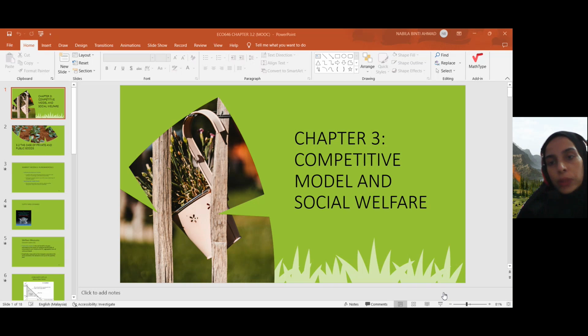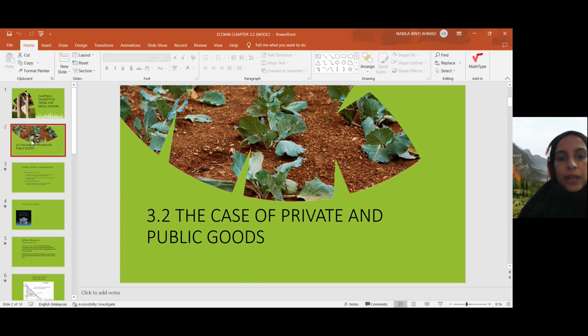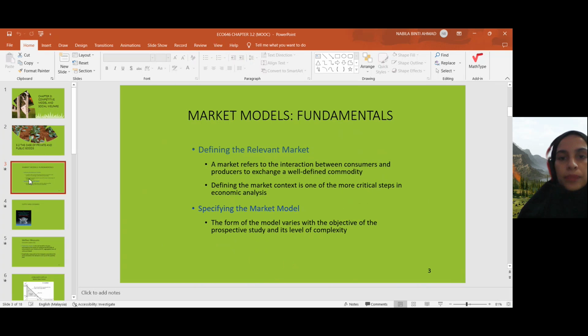So we are moving to chapter 3, competitive model and social welfare. And we're going to learn topic 3.2, which is the case of private and public goods, right? So what is private goods all about?